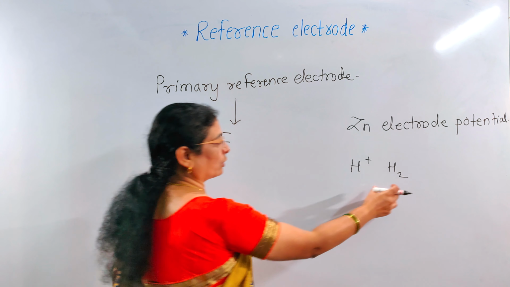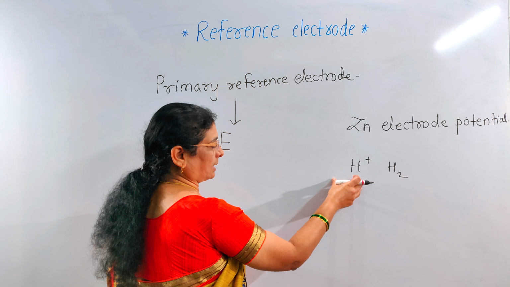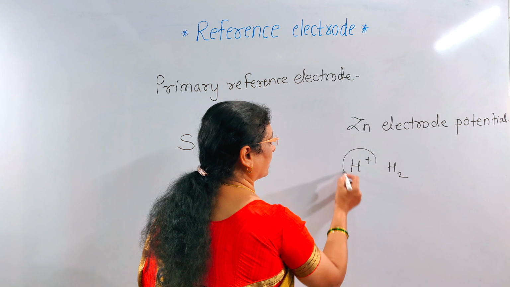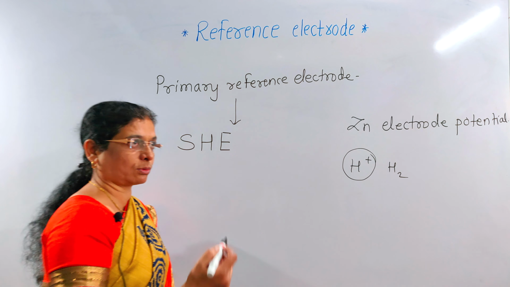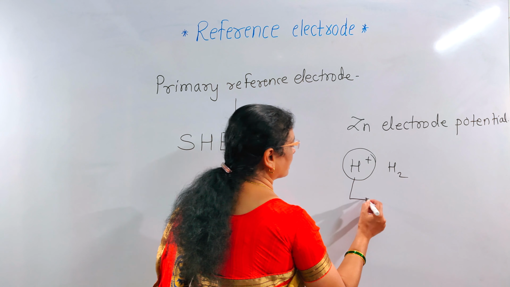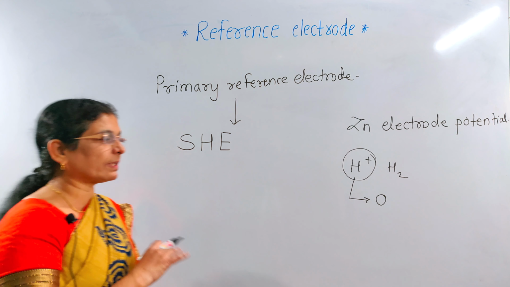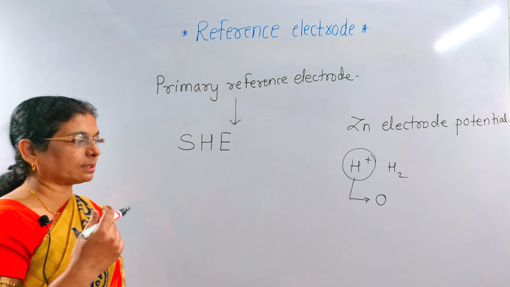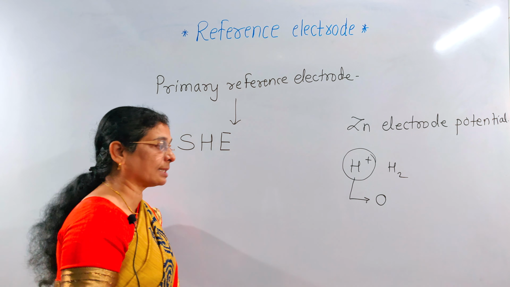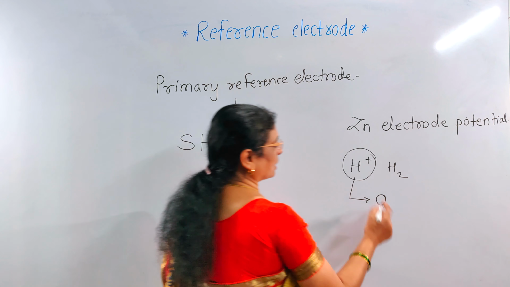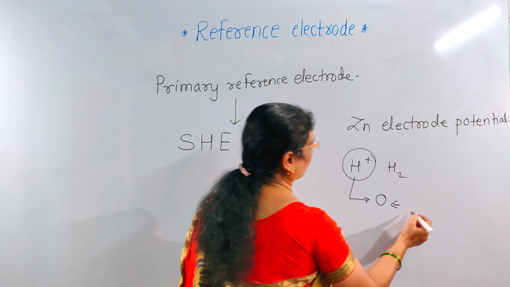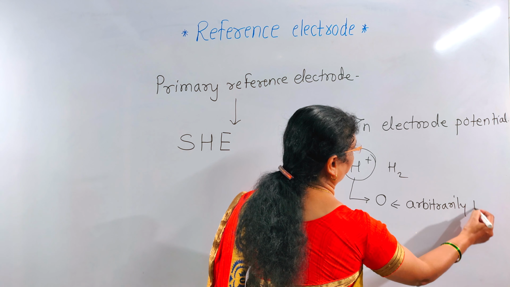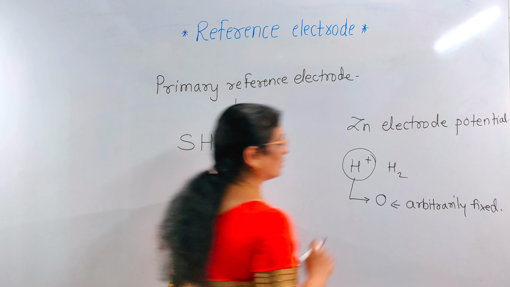You know the condition: hydrogen molecules must be in direct contact with H plus ions. If H plus ions are in direct contact with H2 molecules, these ions have very little tendency to get reduced, and this tendency is considered as zero. That is, the tendency of H plus ions to accept electrons and get converted into H2 molecules is very little, and so this is considered as zero, and so the standard hydrogen electrode potential is arbitrarily fixed as 0 volt.